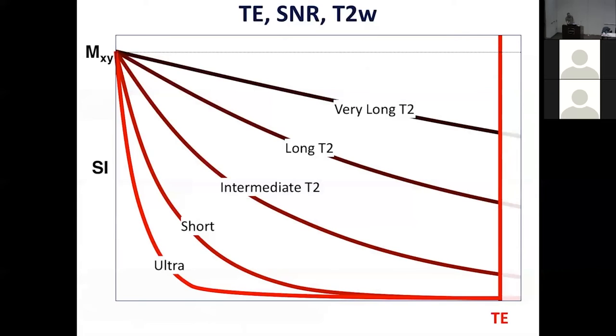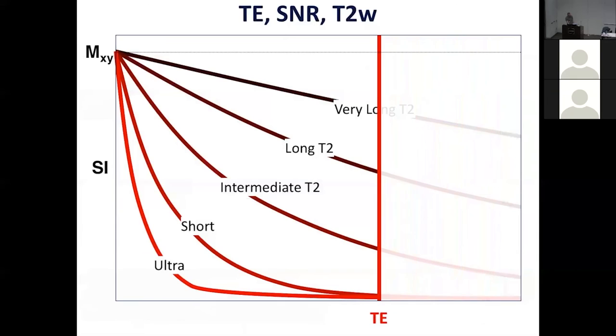So the tissue with short TE and the tissue with ultra short TE look identical with a very long TE. Both of them have zero signal. So let's see what happens when we decrease the TE. As we decrease the TE, notice that eventually we're able to separate these two tissues.